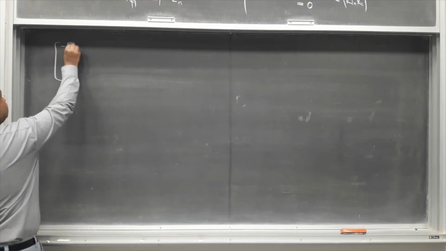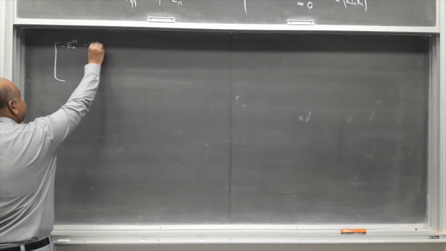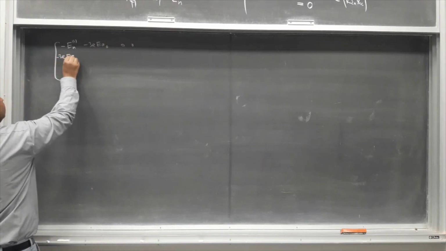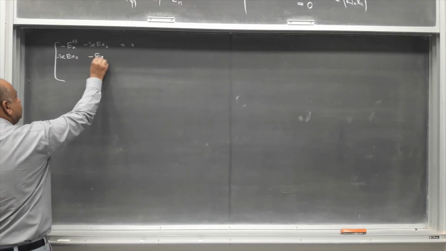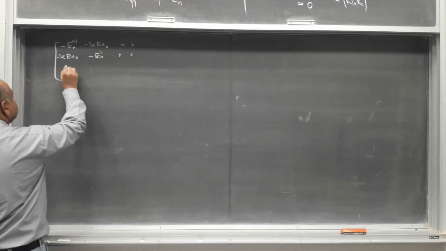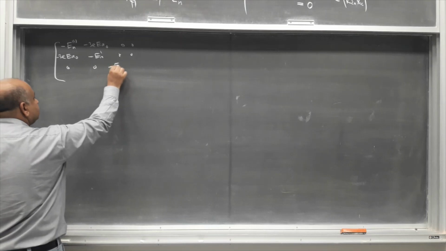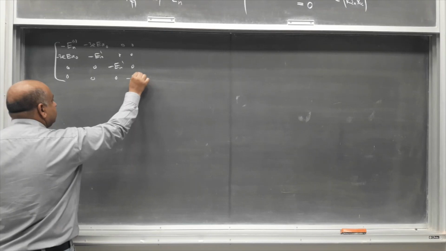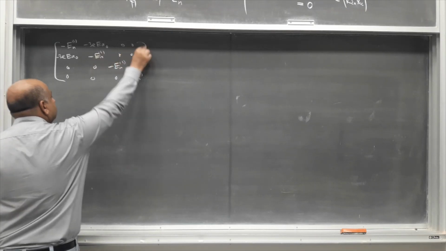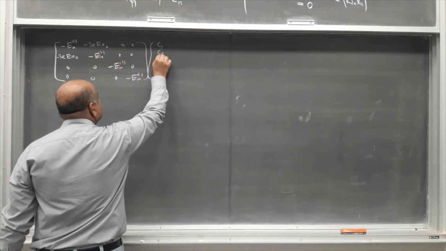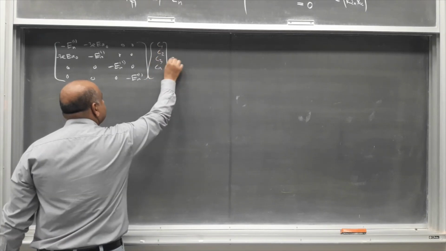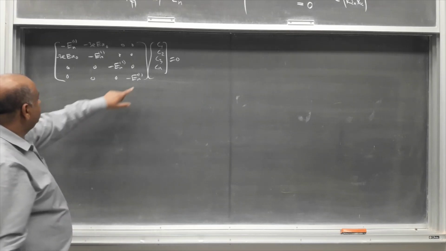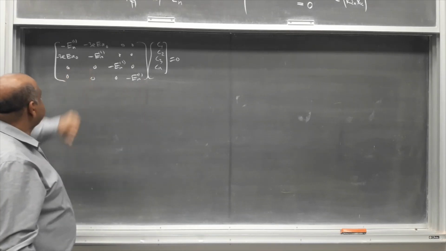Minus En1, minus 3EA naught, 0, 0; minus 3EA naught, minus En1, 0, 0; 0, 0, minus En1, 0; 0, 0, 0, minus En1, into C1, C2, C3, C4 equals 0. Now for a non-trivial solution, the determinant of this matrix has to be 0.